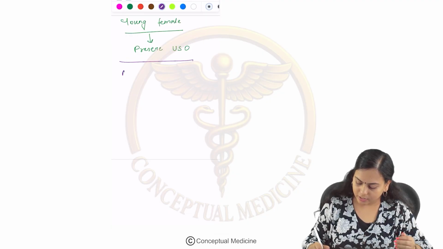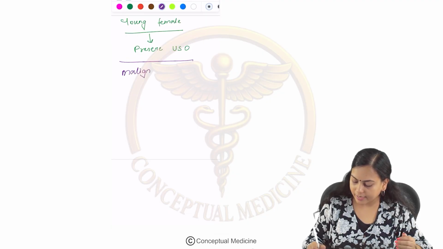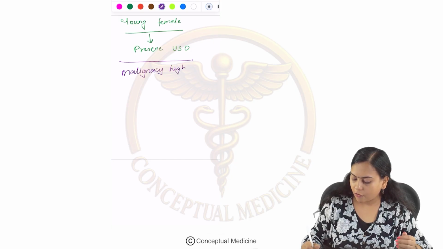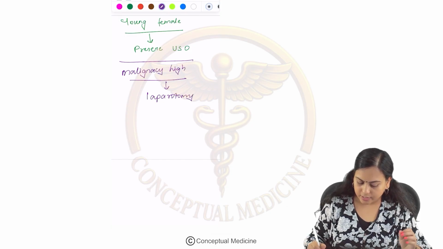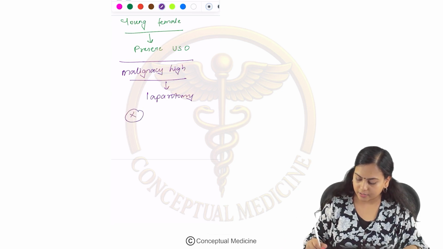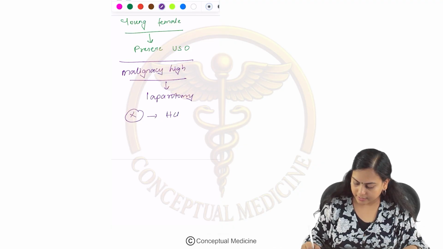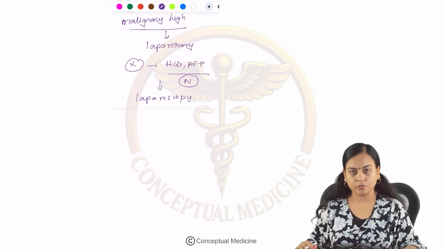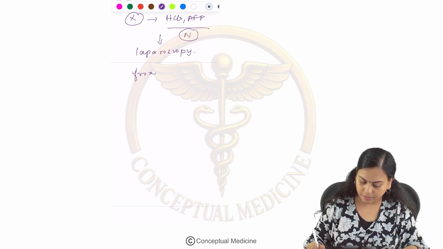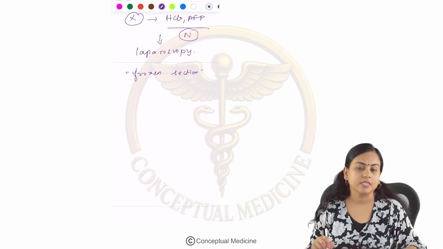Okay, suppose if the clinical suspicion for malignancy is high, then you can directly offer them laparotomy. Okay, suppose she is a young female and the clinical suspicion is more for a benign disease and the tumor markers like HCG, AFP, okay, so all these things are normal, means definitely you can offer them laparoscopy. Okay, but anyhow, even if you do laparoscopy, a frozen section of the specimen should be performed, as well as any other suspicious lesion has to be taken for biopsy.